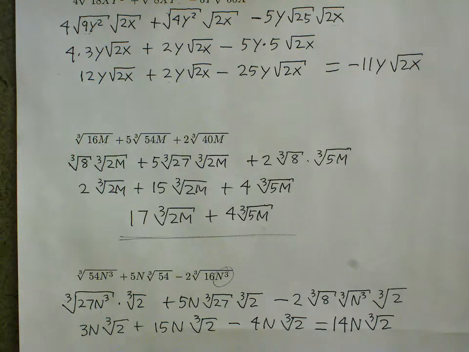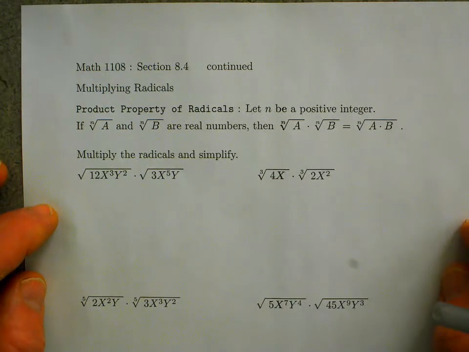Okay, those are examples of adding and subtracting. So just a quick overview when adding and subtracting. First, simplify all of the radicals as much as they can be. And then if the resulting terms are like terms, you can combine them by adding and subtracting. Okay, we'll look at multiplying radicals.